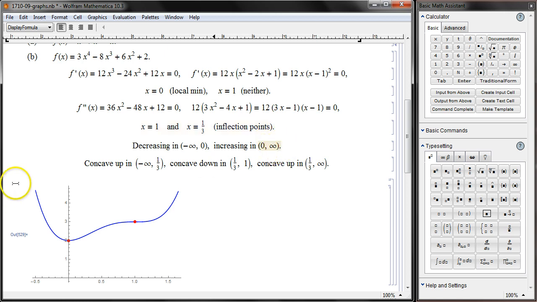Decreasing from negative infinity to 0, increasing from 0 to 1, and then all the way to infinity. Concave up from negative infinity to 1/3, up to here. Now concave down from 1/3 to 1. The second inflection point, x equals 1. From here to infinity, concave up.